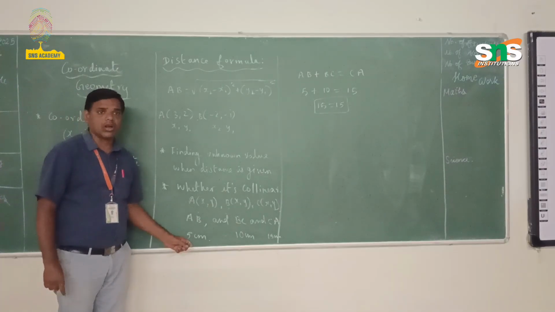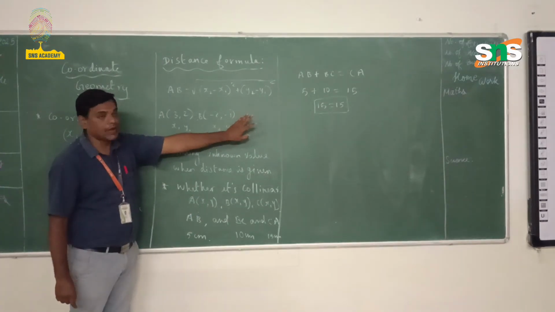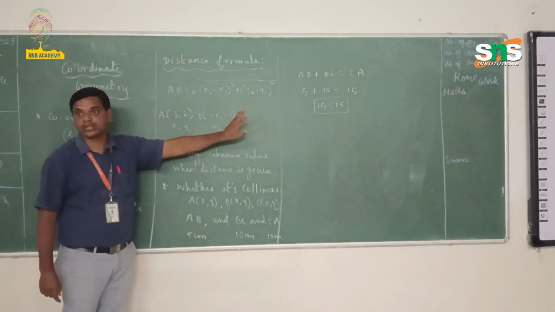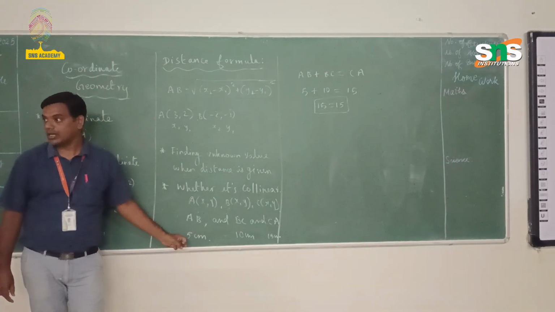Collinear means what? All these points will lie on the same line. Understand? So this is the way we find the collinear. If the values are not equal, it is not collinear. These coordinates are not collinear.